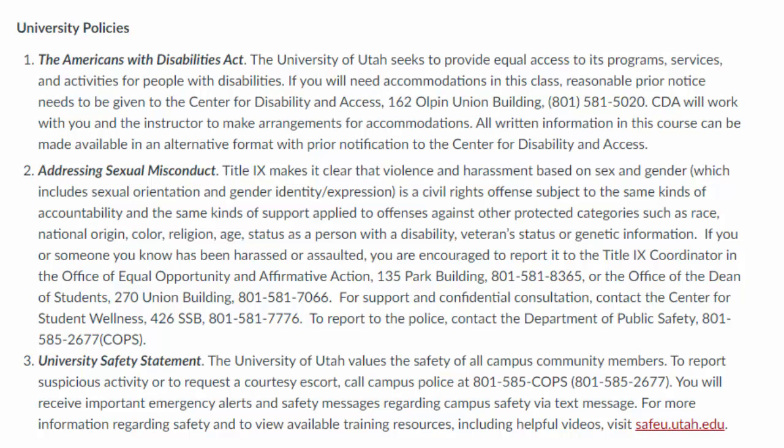If you or someone you know has been harassed or assaulted, you are encouraged to report it to the Title IX coordinator. Again, none of that is acceptable. I do not want that to happen in my class, and if it does, I absolutely want it reported as soon as possible so that it doesn't continue and so that it doesn't happen to other people.